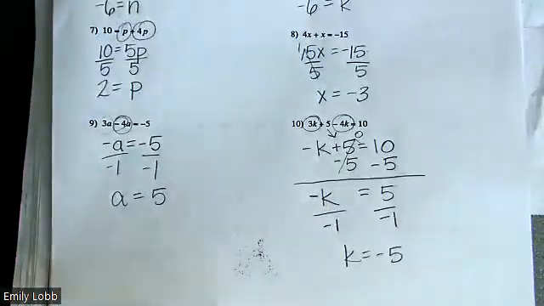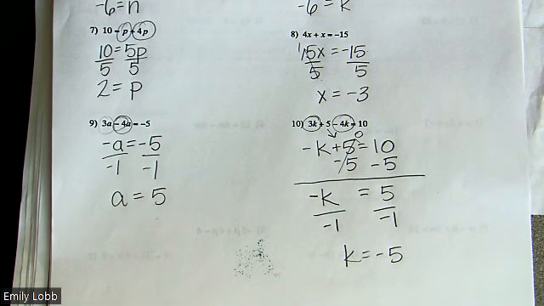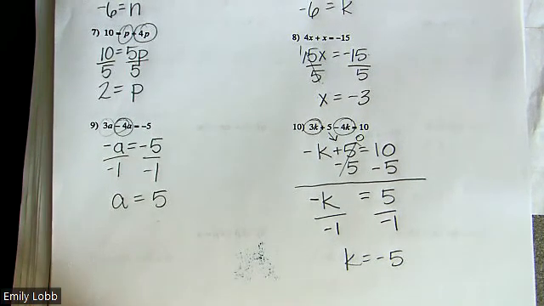Those negatives get a little bit tricky, but if you think them through and either multiply them by negative 1 or divide by negative 1, you can easily get a positive version of the variable, which is what we want.